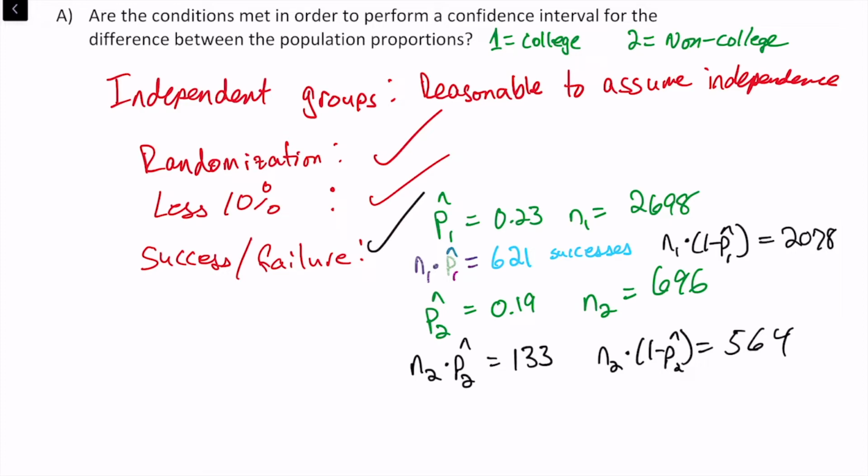Remember the success failure conditions that we need them to be greater than 10. Successes, failures, all over the place. So hopefully you guys understand that. We have all the conditions met. So can we perform a confidence interval? Yes, we can. All right, let's keep it moving.